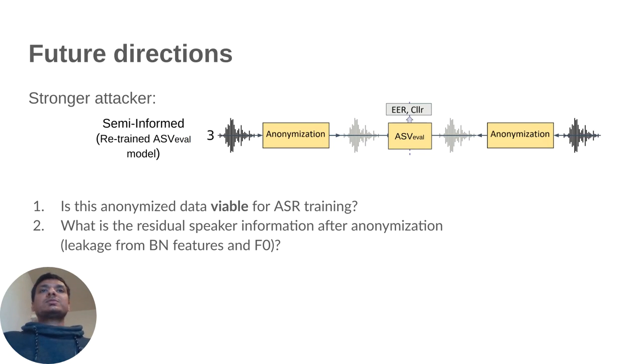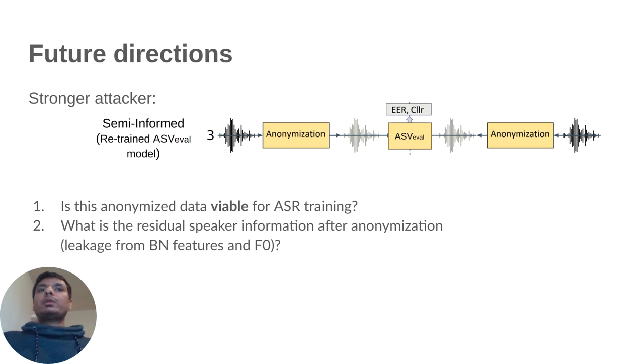So in terms of future directions, we want to explore much stronger attackers, such as the semi-informed attackers in this diagram. As you can see, the speaker verification system is also retrained using the anonymized speech. This empowers the attacker to make much better discrimination between speakers' identity in X vector space. So it will give us a better benchmark of privacy.